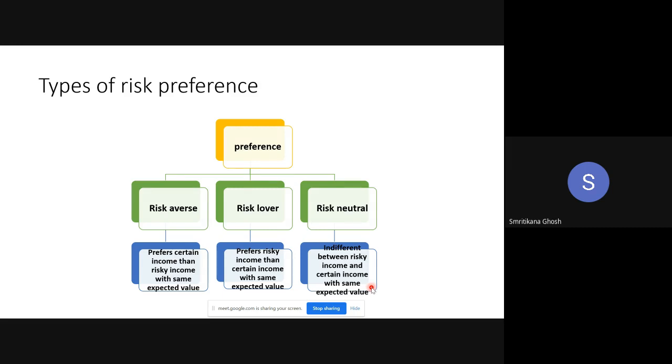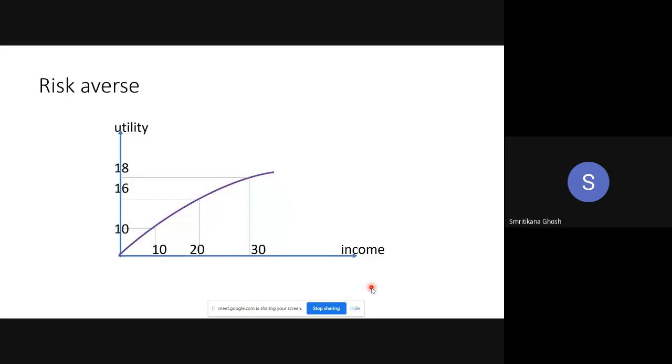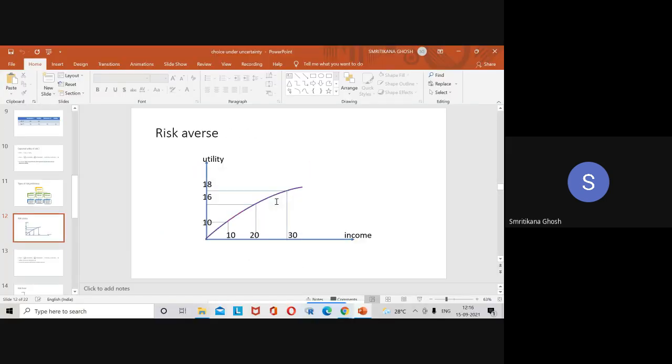So any query from this slide? No query? So this is an example of risk averse, and let me finish it. I think this is just a minute. Oh Baba, I may not finish it today. I wanted to finish.